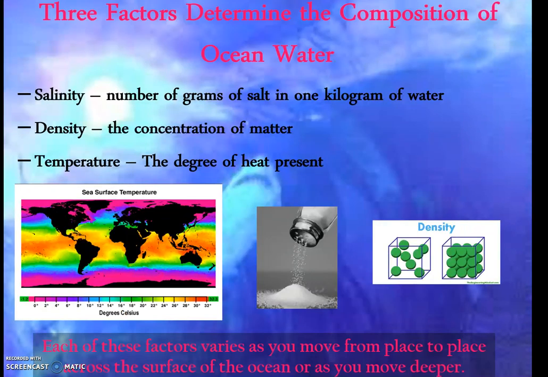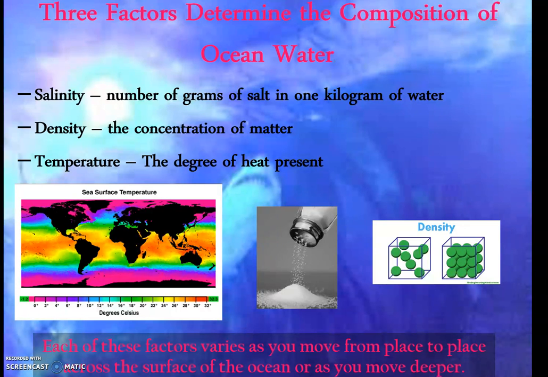There are three factors that determine the composition of ocean water. The first is salinity. The base word is salt, so salinity is the number of grams of salt in 1 kilogram of water. This can increase, which would be more salt in the water, or decrease, which would mean there's less salt in the water. Density is the concentration of matter.